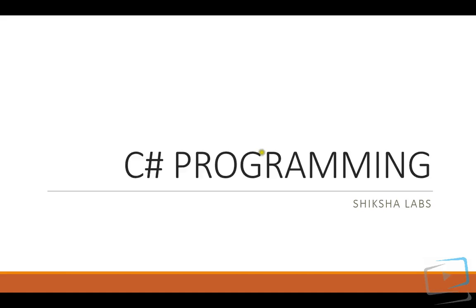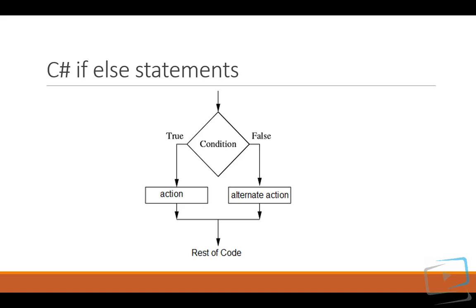We'll be going into the third tutorial of C# programming. In this we'll be dealing with the if else statement, while loop, do while loop, foreach loop, switch, all those things, and also exception handling. Let's first see about if else statements.